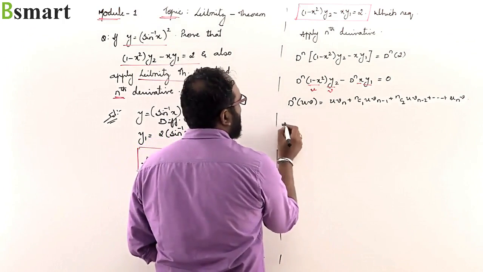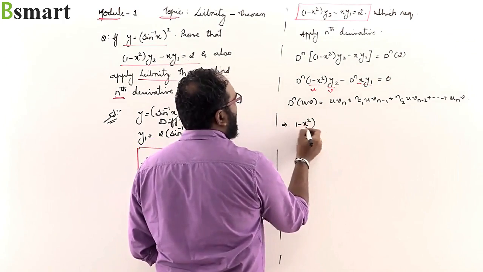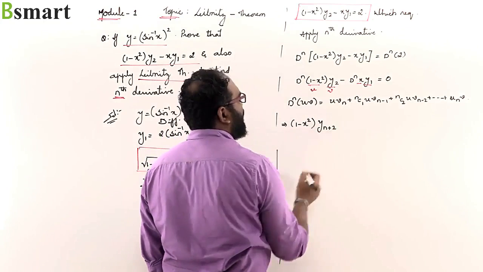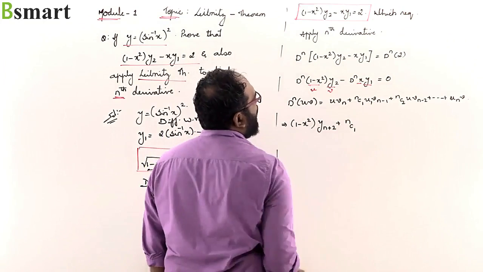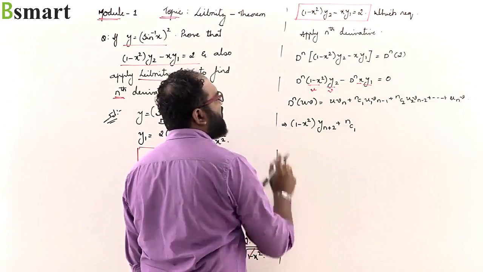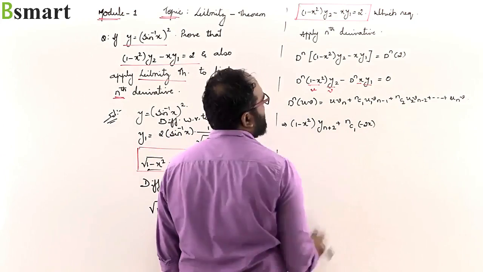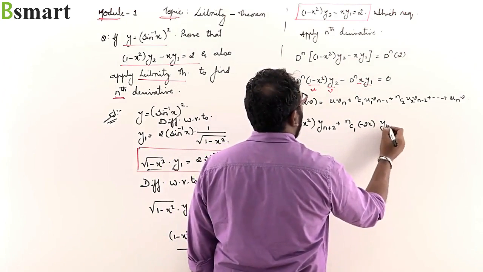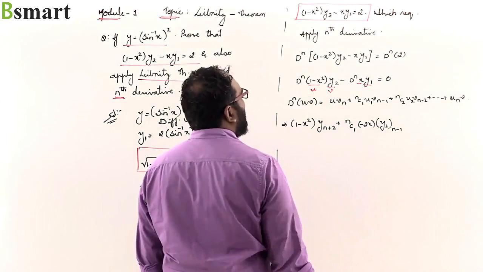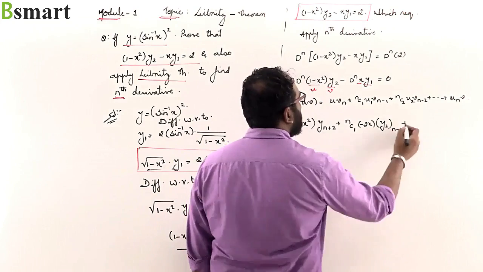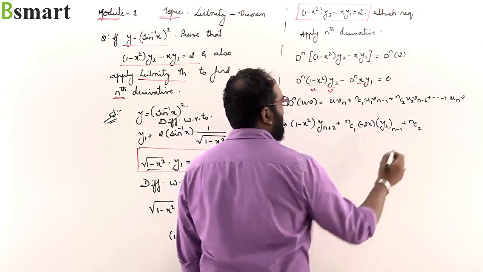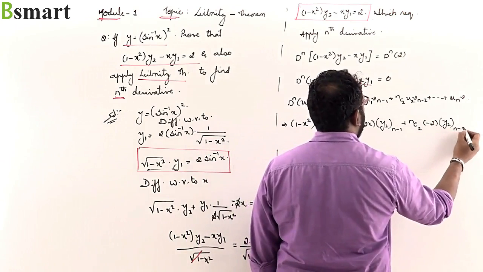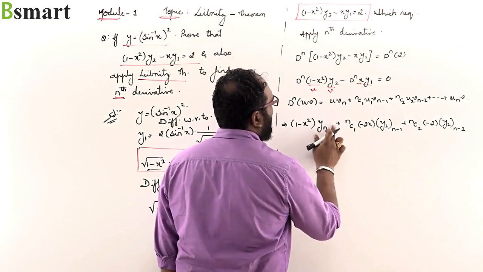So then that implies uvn, that is (1 minus x square) into, now earlier I said dn of y2, that will be yn plus 2, plus nc1 into derivative of (1 minus x square), that is minus 2x, into the derivative of y2, that is y2 of n minus 1, plus nc2 into derivative of minus 2x, so that is minus 2, into the derivative of y2 of n minus 2. Let us keep this as y2 of n.